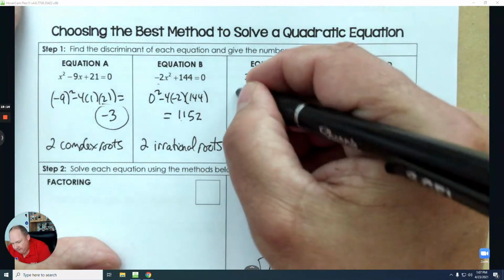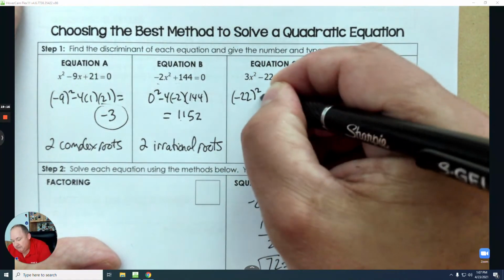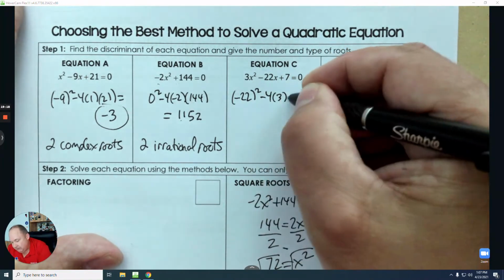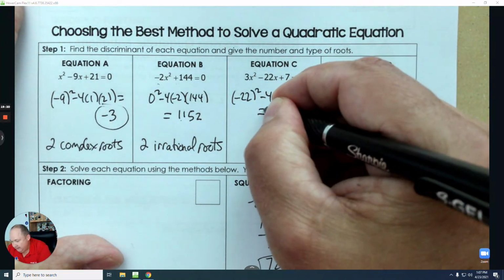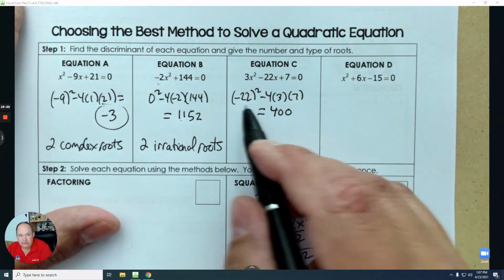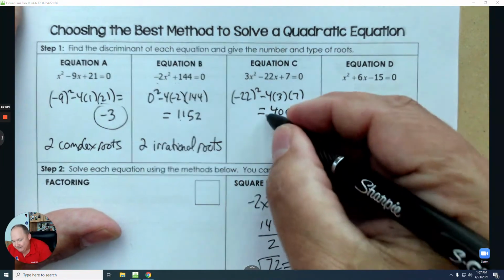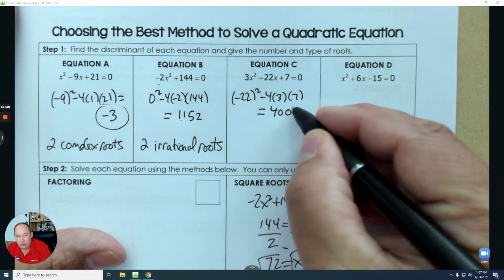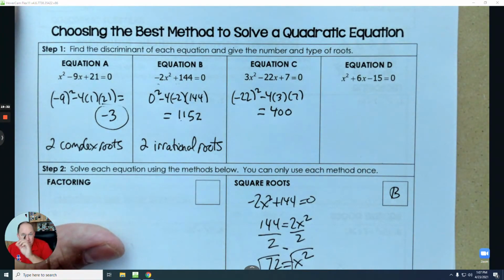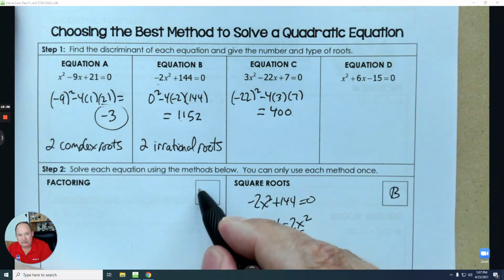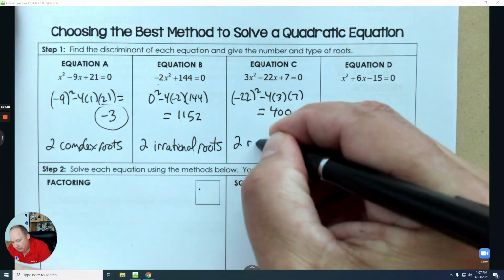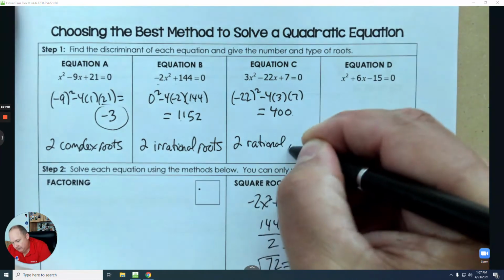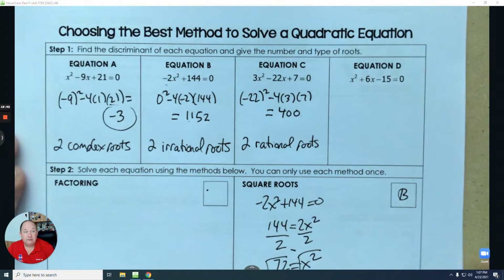Equation C, b squared minus 4ac. So I'm going to solve that, and I get the answer 400. That's the discriminant. I can take the square root of 400. So because of that, it is factorable. If you can take the square root of the discriminant, that means it's a perfect square. That means it's factorable. So I'm going to go right to factoring right now. There are 2 rational roots, and I'm going to factor it. So let's factor it together.